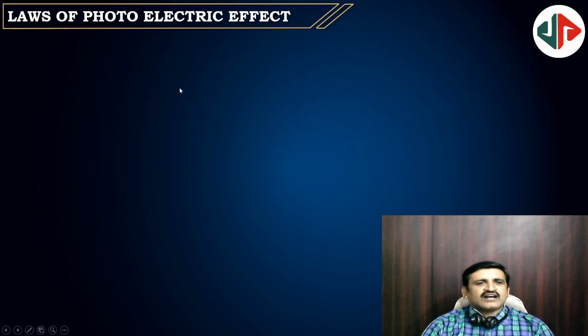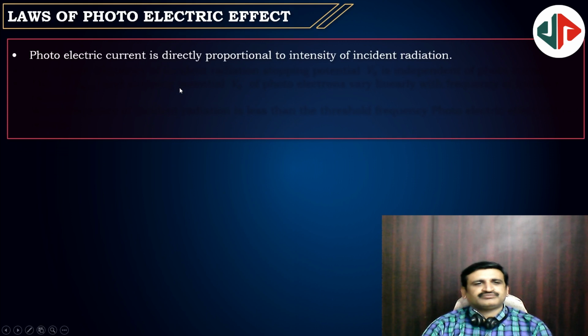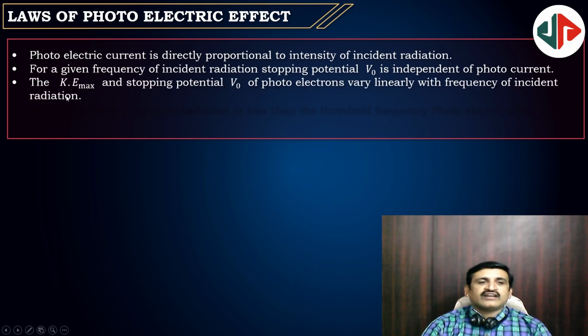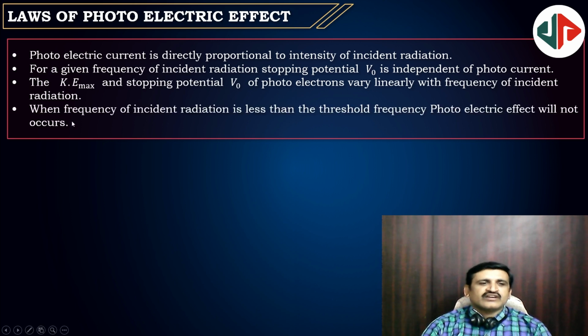And laws of photoelectric effect. Photoelectric current is directly proportional to the intensity of incident radiation, provided the frequency is greater than the threshold. For a given frequency of incident radiation, stopping potential V naught is independent of photocurrent. KE maximum and stopping potential of photoelectrons vary linearly with frequency of incident radiation. When the frequency of incident radiation is less than the threshold frequency, the photoelectric effect will not occur.